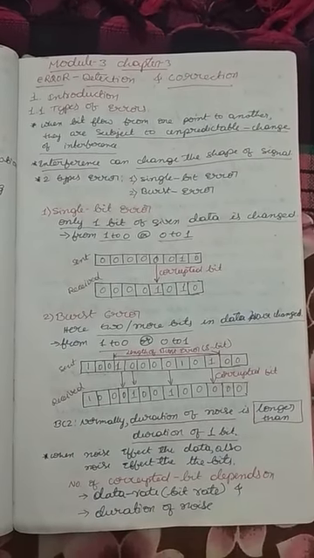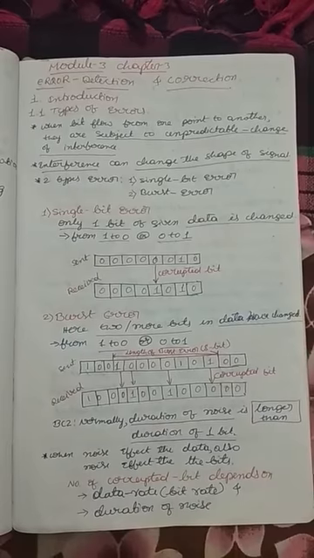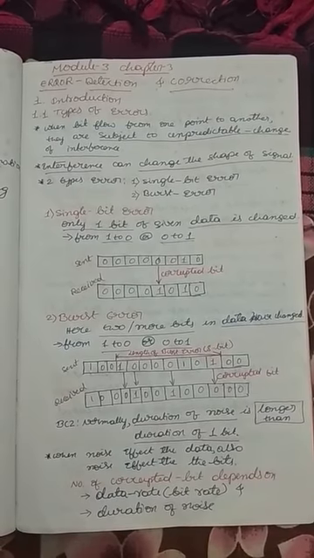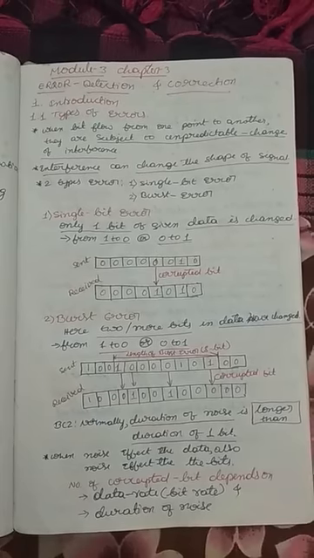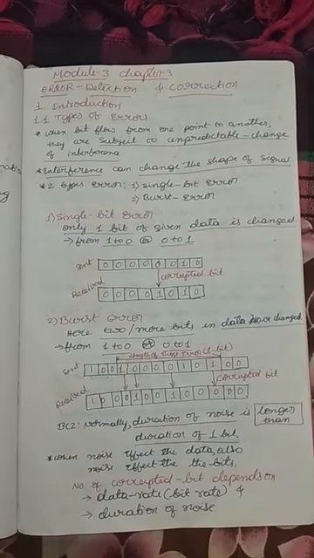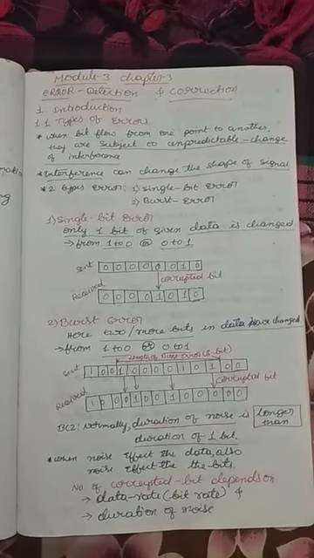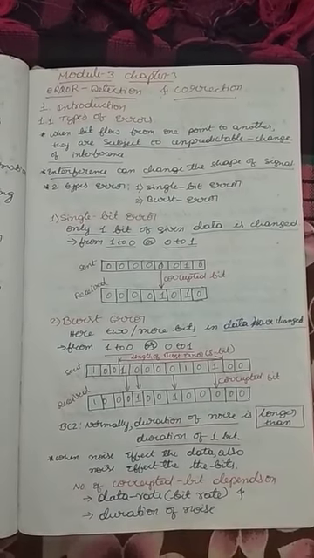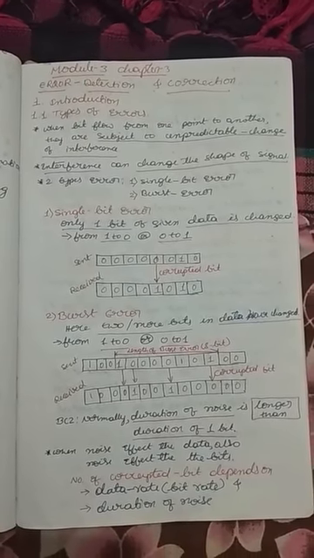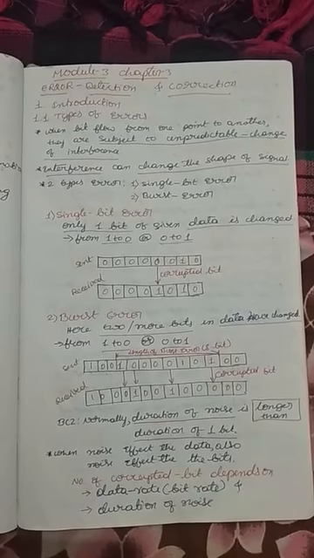Okay, what is meant by an error? When bits flow from one point to another point, they are subjected to unpredictable change or interference. Means the bit may be changed. For example, if the sender is sending 1, while receiving it may be changed to 0. This is unpredictable change or interference. The change in the bit results in a change in the shape of the signal.